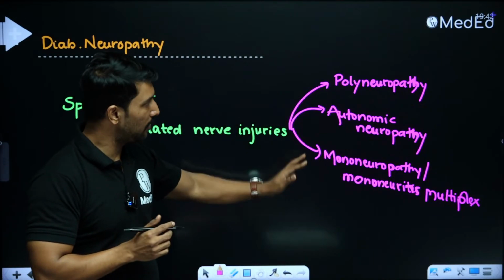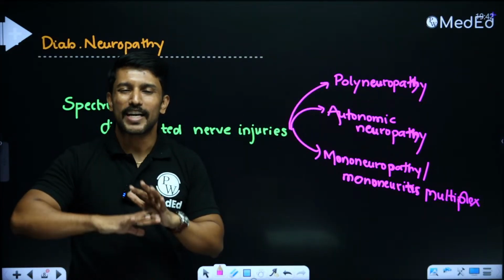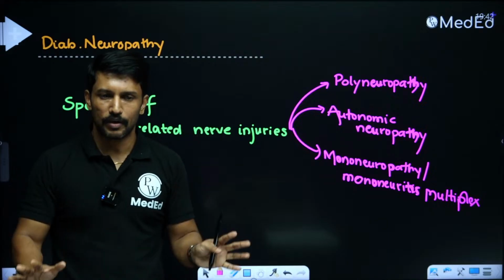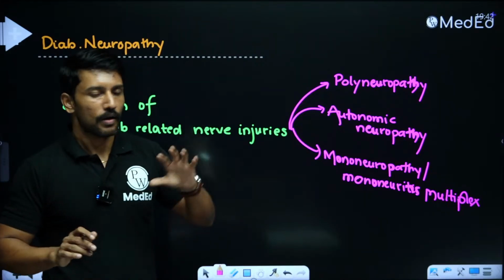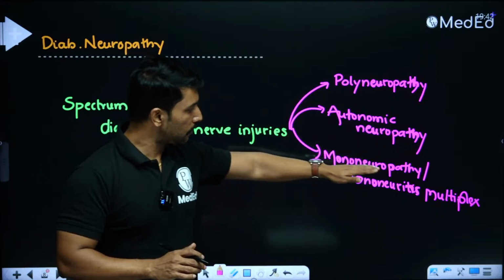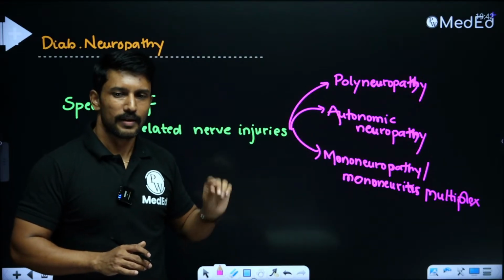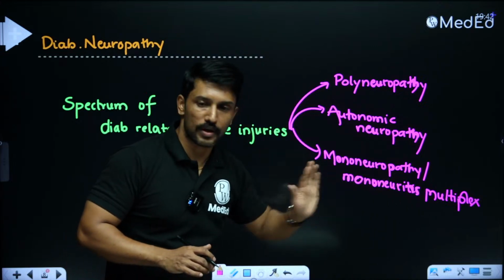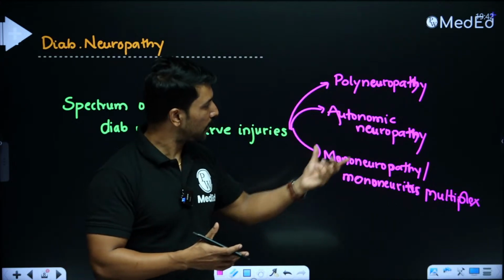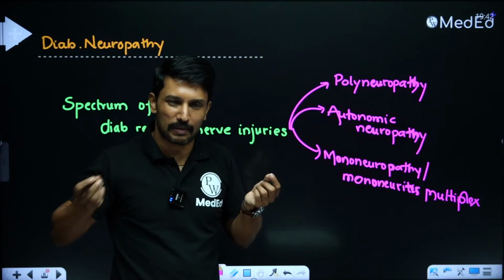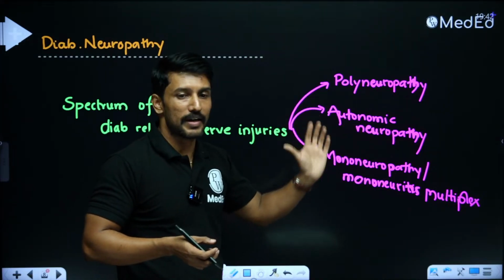Right? Let me tell you again. Polyneuropathy refers to diffuse involvement. Meaning from head to toe, whatever nerves are there, all are involved. Diffuse involvement of all the nerves, we will call it as polyneuropathy. If only one nerve is affected, we will call it as mononeuropathy. If more than one, but not diffuse involvement of all the nerves, then we will call it as mononeuritis multiplex. Apart from that, autonomic nervous system, autonomic neurons, the sympathetic, parasympathetic neurons can also be affected by diabetes.